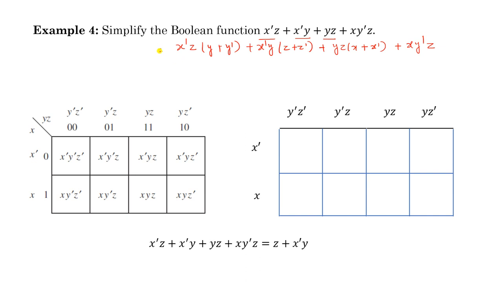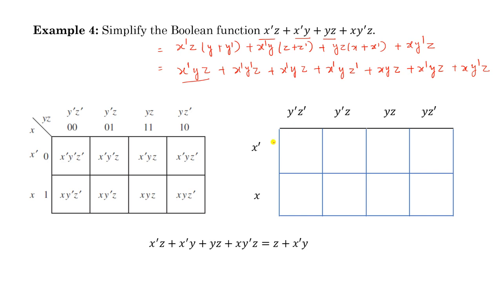So now you can write it x dash y z plus x dash y dash z plus x dash y z plus x dash y z dash plus x y z plus x dash y z plus x y dash z. Now it is written as a sum of minterms. So now look at the squares and write one for each minterm.